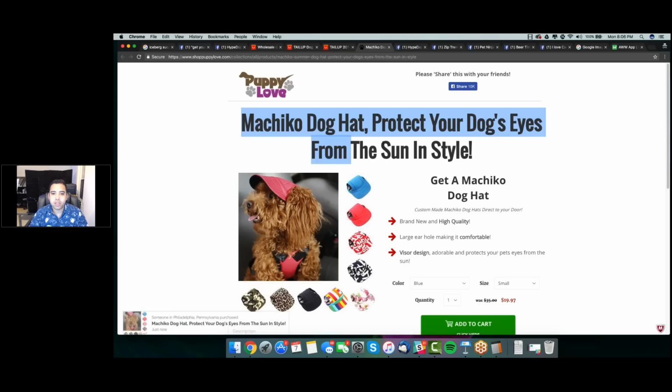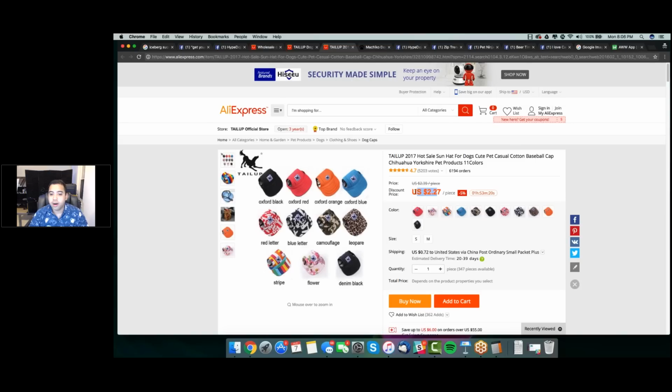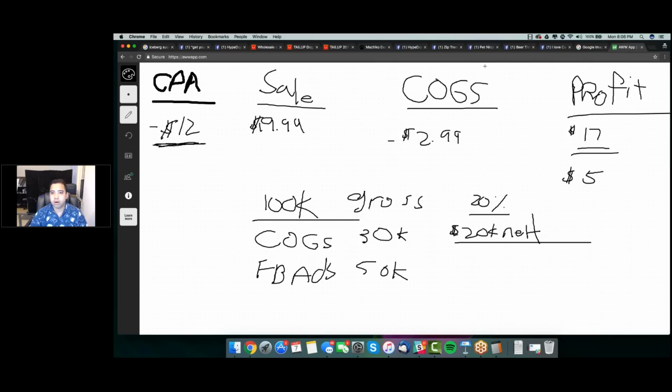Here's our Munchico dog hats. And look at this, people are buying this thing like crazy, right? So what we can do here is, I found out that because of the low pricing, we can actually offer a free plus ship. This can be a free plus ship offer, meaning that I can offer this for free, and all they have to pay is shipping.